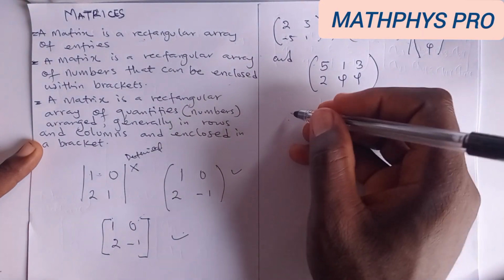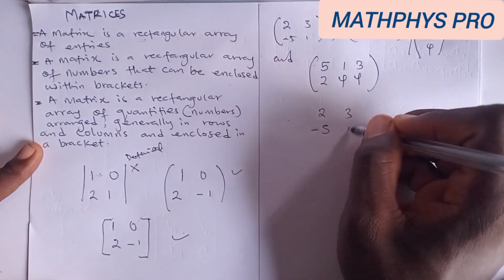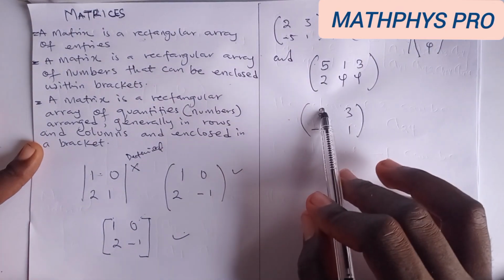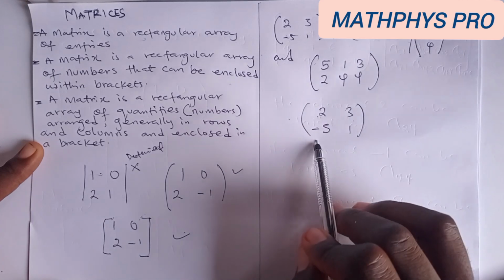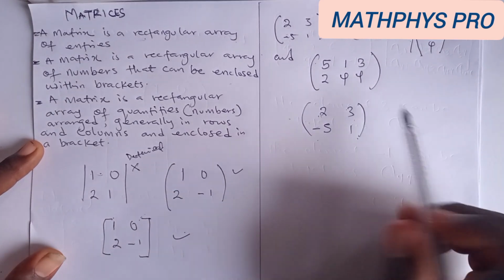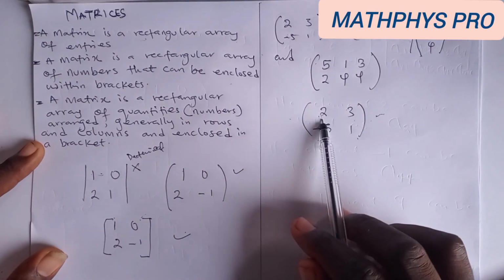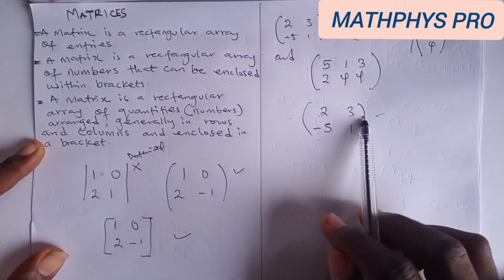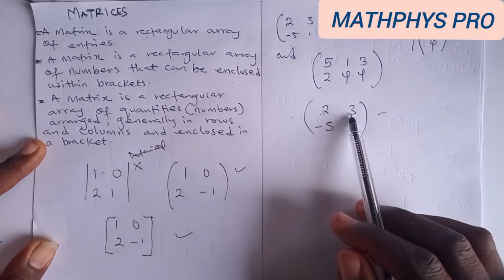Now, if we take the matrix 2, 3, minus 5, and 1, the numbers 2, 3, minus 5, and 1 are called the elements of a matrix. In this matrix, the elements of the matrix are 2, 3, minus 5, and 1. They are called the elements of this matrix.